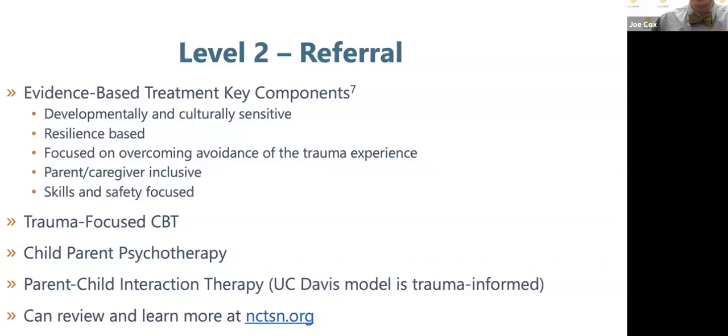They should involve a parent or caregiver as long as they're not involved in perpetrating the trauma, and helping them overcome avoidance. There's a couple of types listed here: trauma-focused CBT, child-parent psychotherapy. There's a list of all types of therapies from nctsn.org. There's also a search engine there where you can put in your zip code and look for places that provide these different types of therapy.